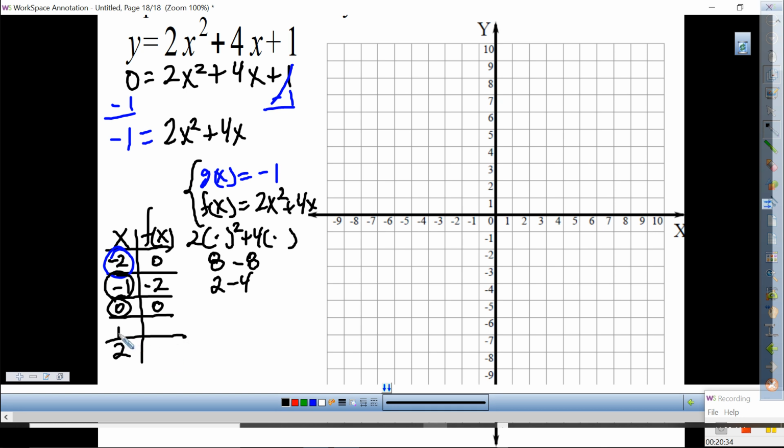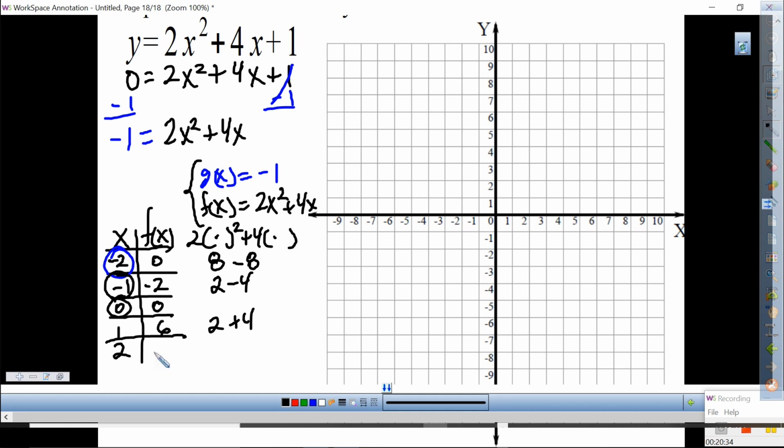Okay. Next, 1. What is 1 squared? Times 2? 2. What is 4 times 1? 4. 2 plus 4 is 6. And find me that last value by yourself, since you already know how to do the process. What's our last value? Tell your neighbor, please. Last value, please. All right, last value.